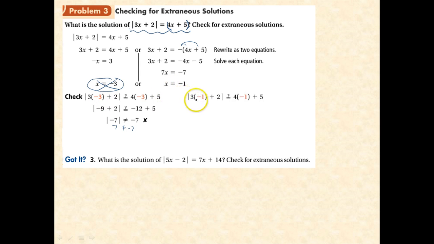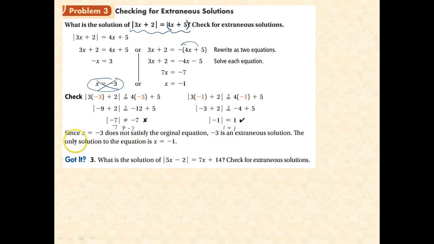But let's check and plug in the negative 1. 3 times negative 1 is negative 3. 4 times negative 1 is negative 4. Negative 3 plus 2 is negative 1. The absolute value of negative 1 is 1. 1 equals 1. So we're pumped. Since x equals negative 3 does not satisfy the original equation, it is an extraneous solution. The only real solution to the equation is x equals negative 1.